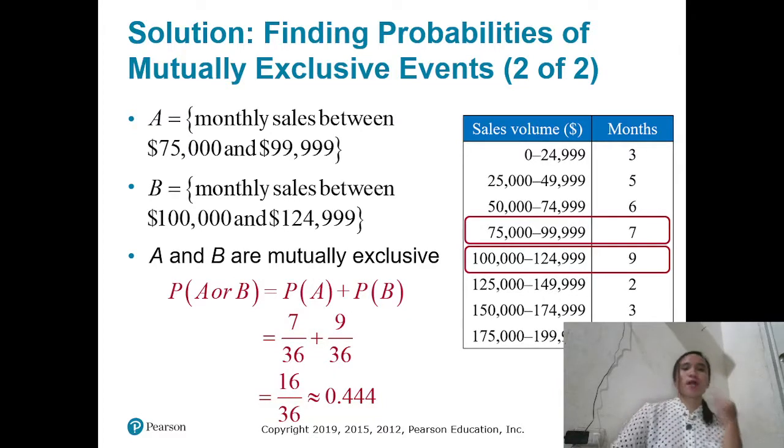So here is the formula of the addition rule. Probability of A or B is equal to probability of A plus probability of B, which is 7 over 36 plus 9 over 36, equal to 16 over 36. Rounded off, it is 0.4444.